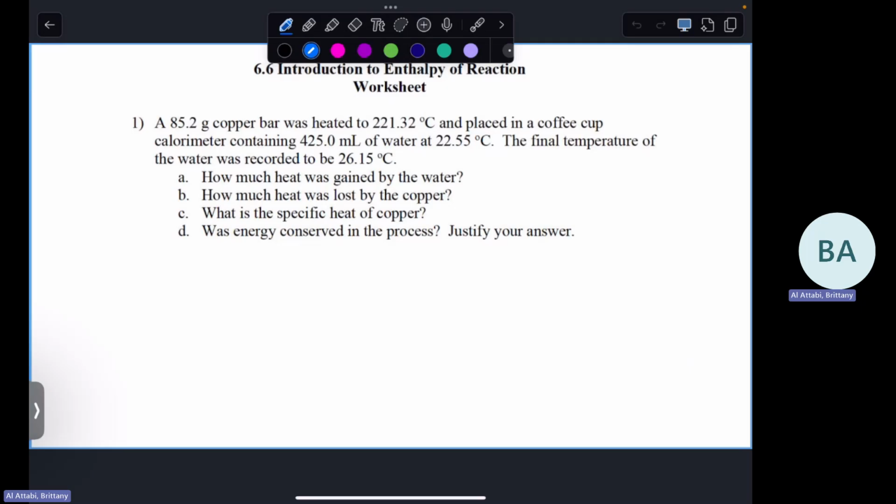An 85.2 gram copper bar was heated to 221.32 degrees Celsius and placed in a coffee cup calorimeter. We will be using a coffee cup calorimeter in lab 28, which is the next to last lab of the semester. And you're going to have to do something like this on the final exam for lab. So let's do it. Basically we have this copper and we heat it up to 221.32 degrees.